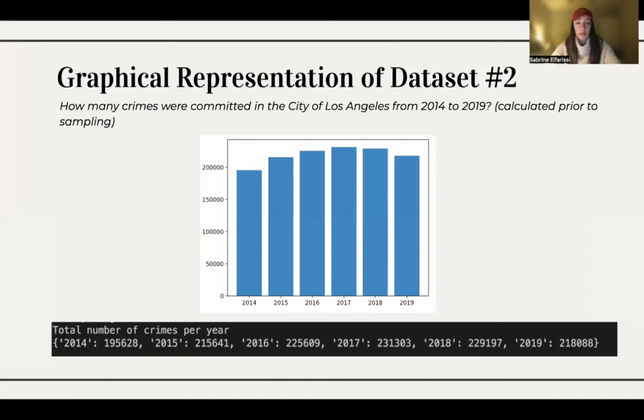Here, we are looking at how many crimes were committed in Los Angeles from the years 2014 to 2019, again, calculated prior to sampling. We see that the year that had the highest crime rate was 2017. It leveled off a little bit in 2018 and 2019, but we are seeing its highest peak in 2017.